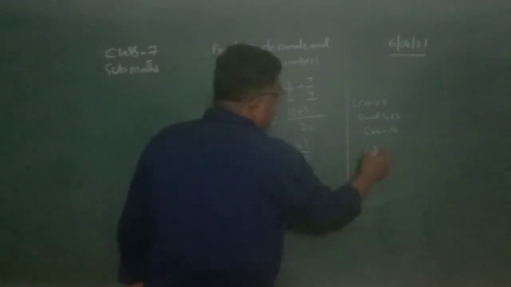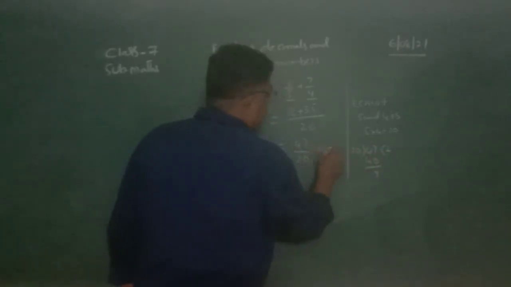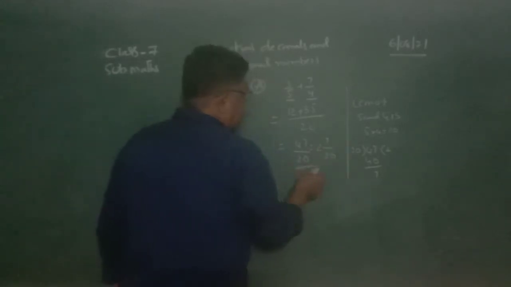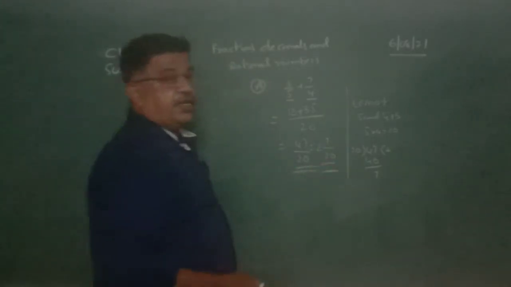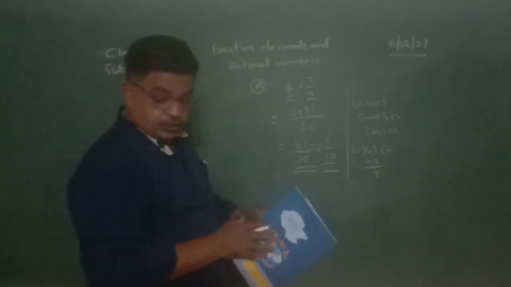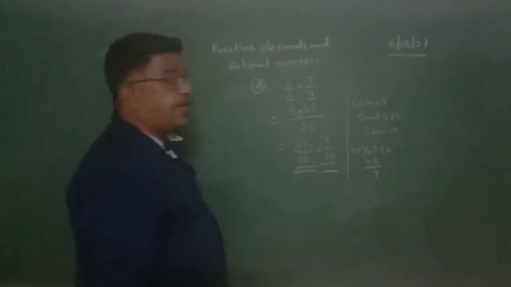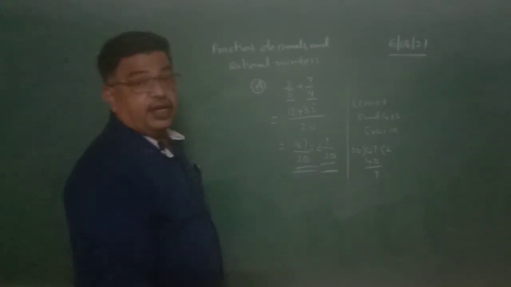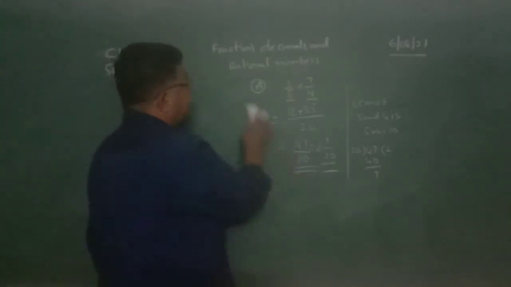You can divide 47 by 20: 20 twos are 40, remainder 7. You can write it as 2 7 by 20. So it is an improper fraction, and you can write it as a mixed fraction. So this is how we can add fractions having different denominators by taking the LCM of the denominators.